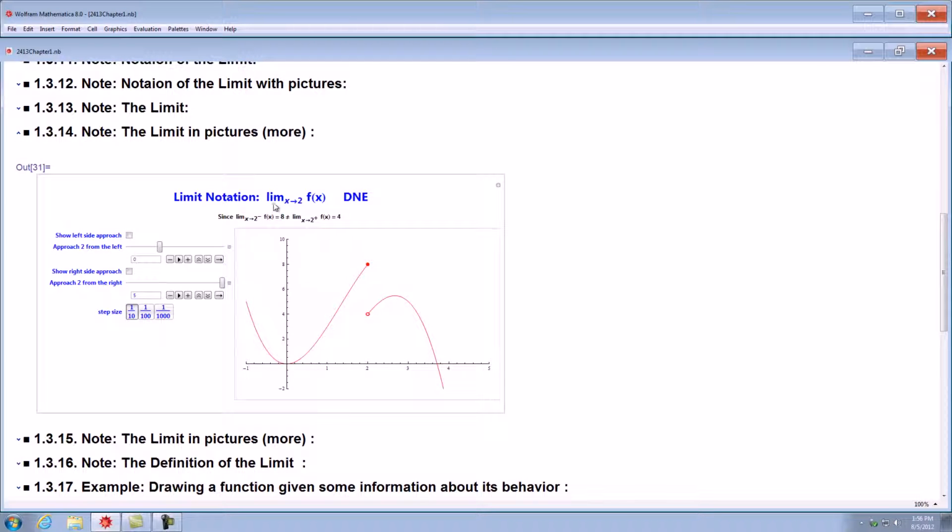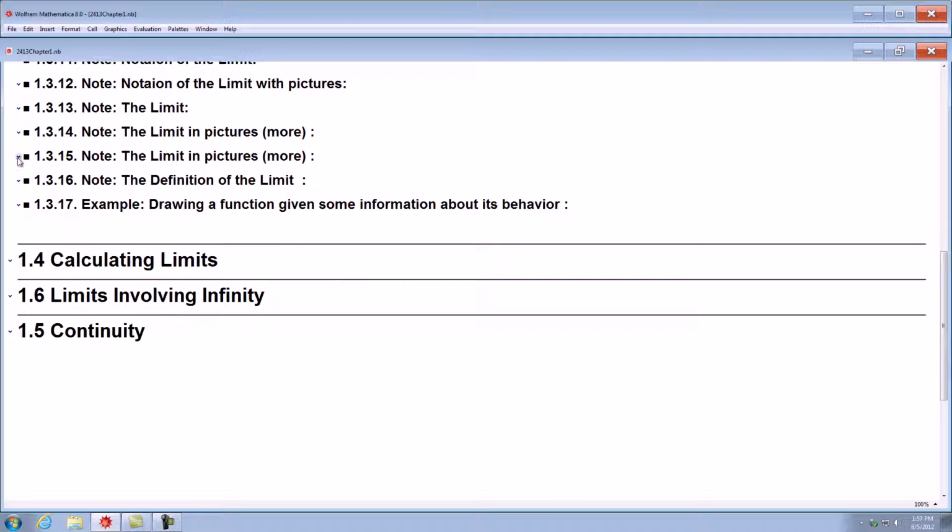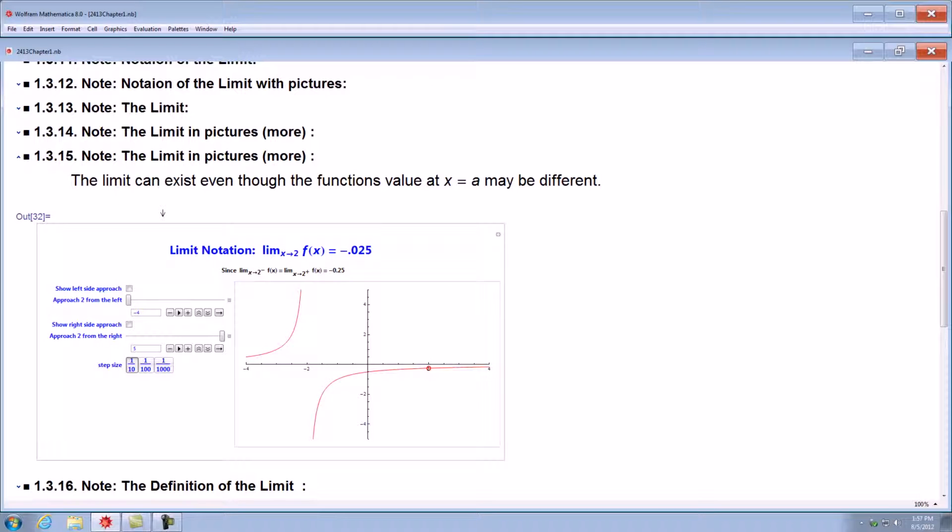So here we go. This limit, as x approaches 2 of this function, does not exist. Why? Well, what's happening here is I approach from the left, I get 8. When I approach from the right, it's headed towards 4. So the limit from the left is 8, but that's not equal to the limit from the right, which is 4. Since these two limits are not the same from the left and right, this limit does not exist. Okay, a little bit more.